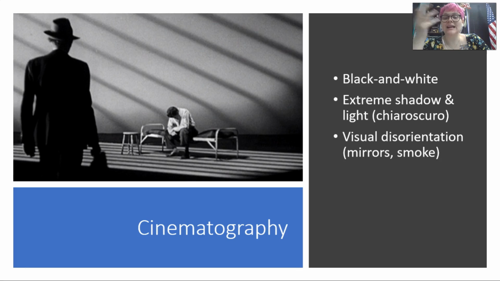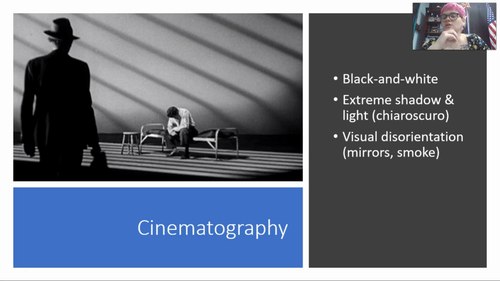Film noir also uses, like I said, a lot of extreme light and shadow, which if you want to sound fancy is called chiaroscuro. But if you don't want to sound fancy, you can just say extreme light and shadow. That's fine. This is an Italian word that has its root in Renaissance painting.